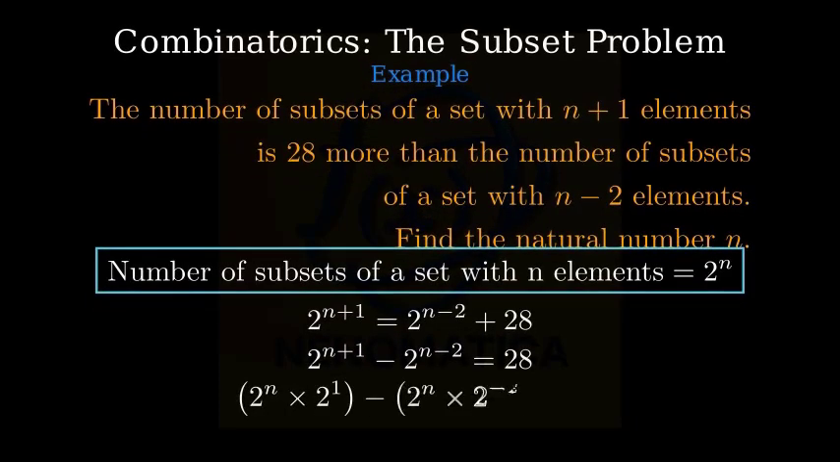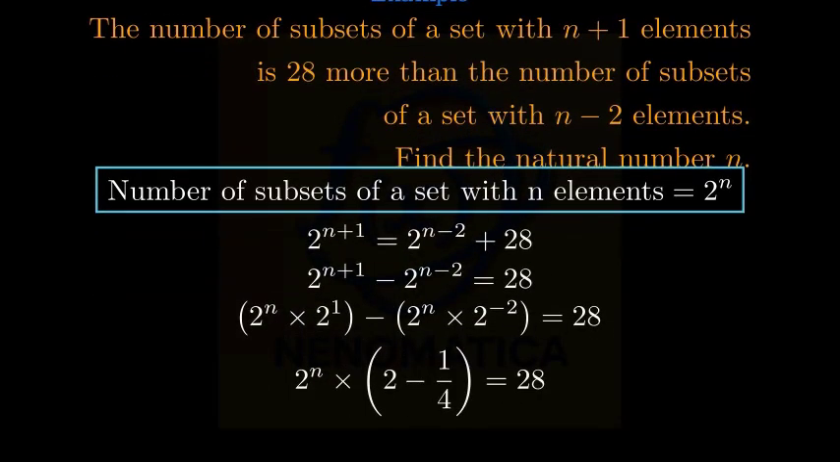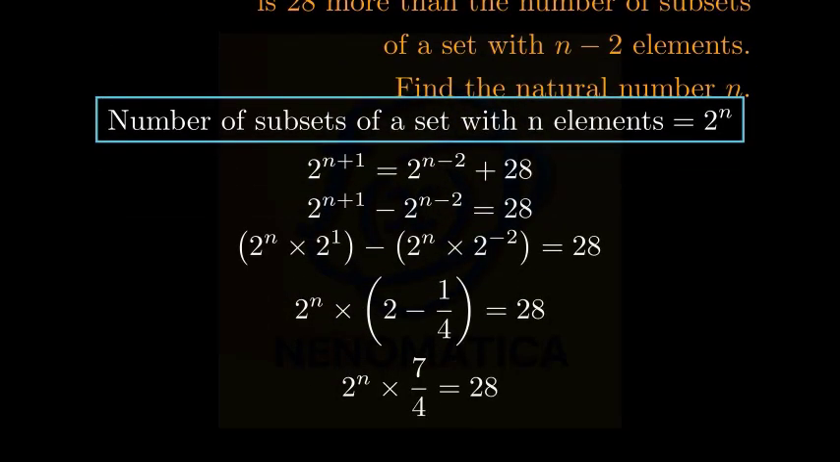2 to the power of n plus 1 can be written as 2 to the power of n times 2 to the power of 1. Similarly, 2 to the power of n minus 2 can be written as 2 to the power of n times 2 to the power of minus 2. Since we have 2 to the power of n in both terms, let's factor it out. We get 2 to the power of n times the expression in parentheses, 2 minus 1 over 4. Let's simplify the expression inside the parentheses. 2 minus 1 quarter equals 7 quarters, or 7 over 4.